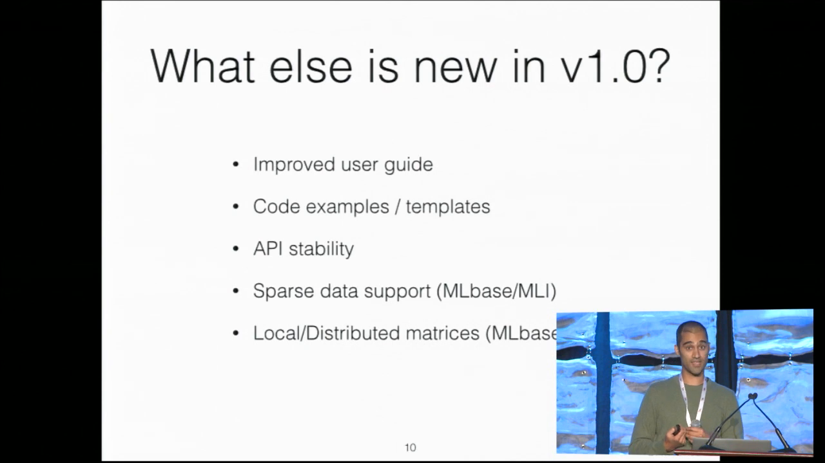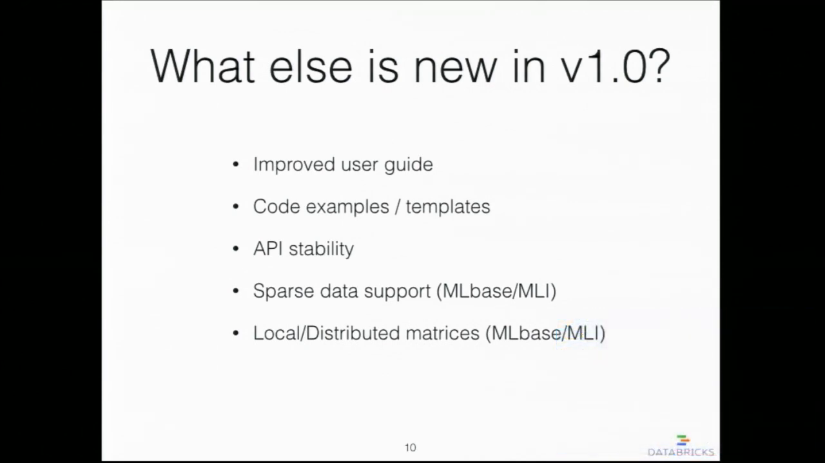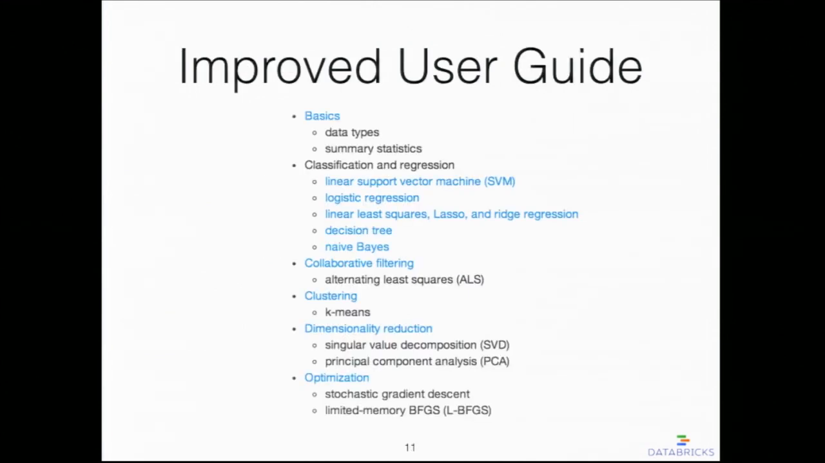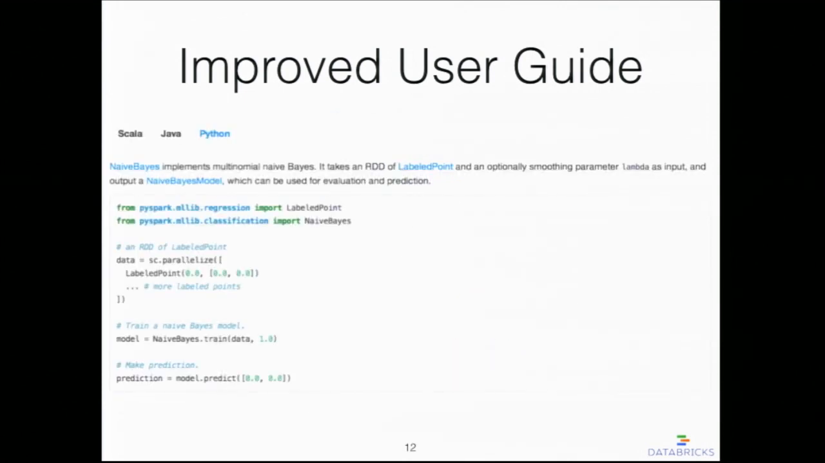One is sparse data support. The second is making matrices first-class objects in MLlib. So I'd like to talk about a few of these in a little bit more detail. The first is the improved user guide. Basically, the user guide is much more in-depth, with more explanations and more examples. It's organized much better. We have code snippets embedded in the user guide to give you additional information about what's going on with MLlib and how to use it.